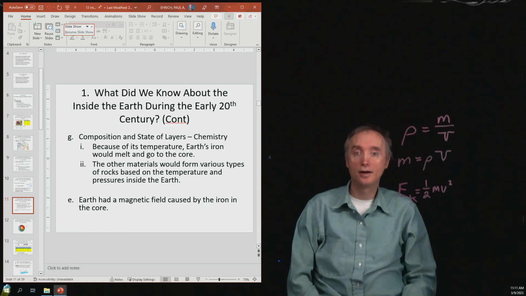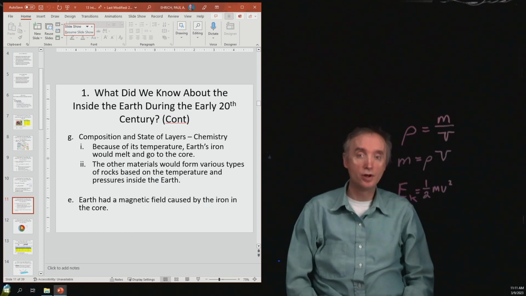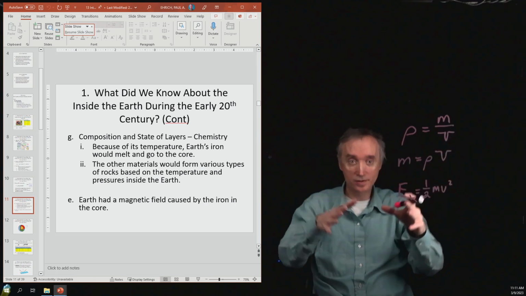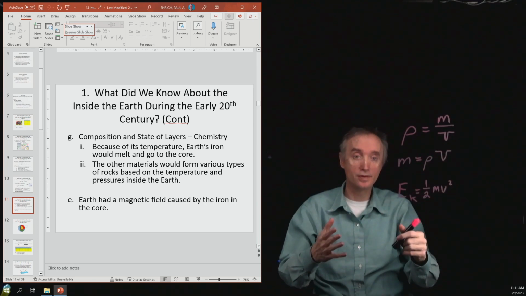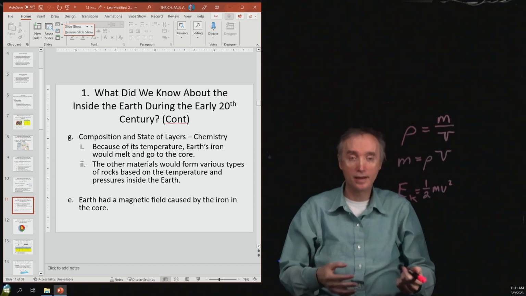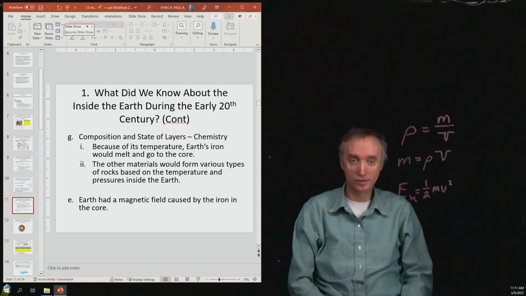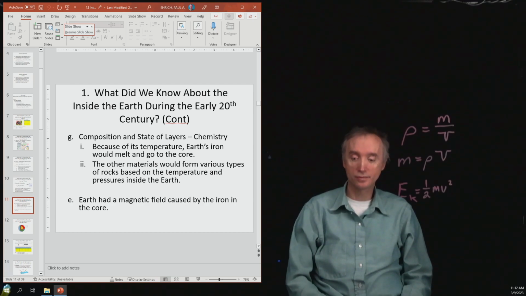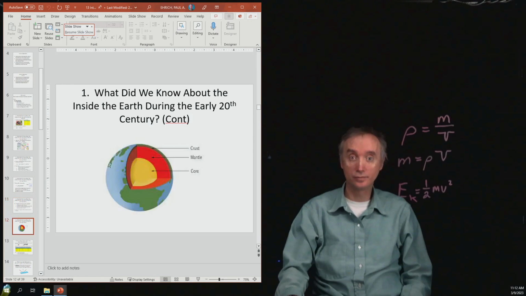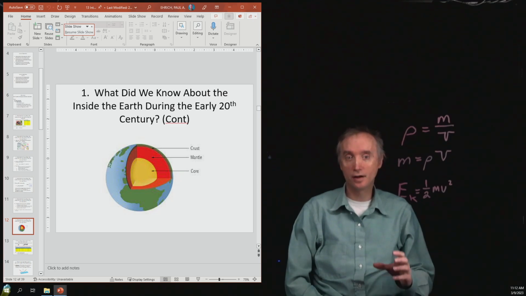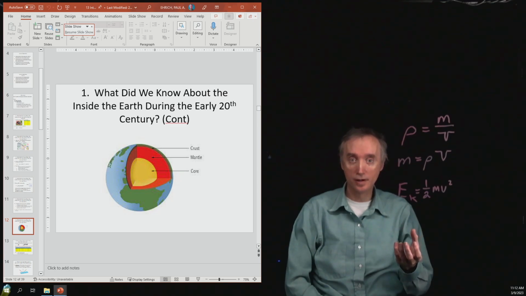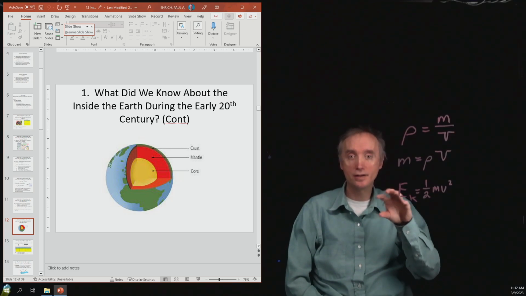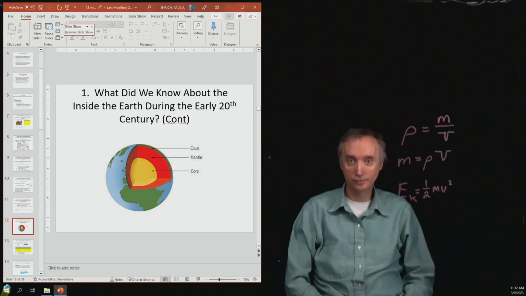Okay, and then they also would know that the iron went to the center of the Earth, so they knew that the Earth had this big iron core, and they also knew that iron produced magnetism. All right, so that's pretty much the state of affairs that we knew back then. And so here's a picture of it. So the Earth would have consisted of an iron nickel core surrounded by dense rocks called the mantle, surrounded by not so dense rocks, which we call the crust.